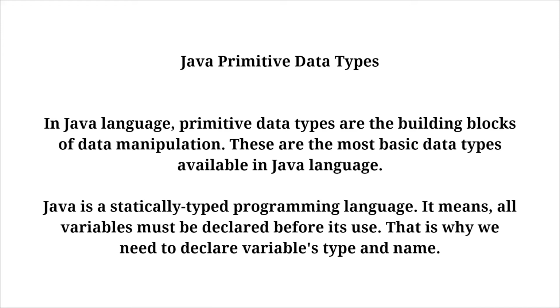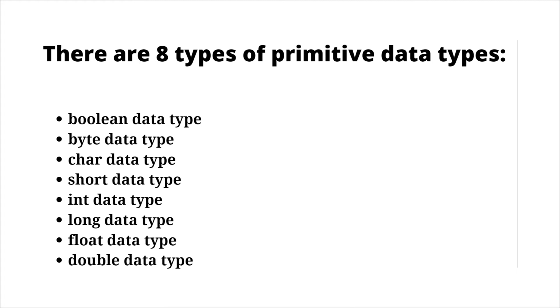So Java is a statically typed programming language. It means all variables must be declared before their use. First of all, you must mention that you are going to use this variable, and you must declare the variable with its type and name. After that, only then will you be able to use that variable. That is why we need to declare variables with type and name. So there are 8 primitive data types: boolean, byte, char, short, int, long, float, and double.